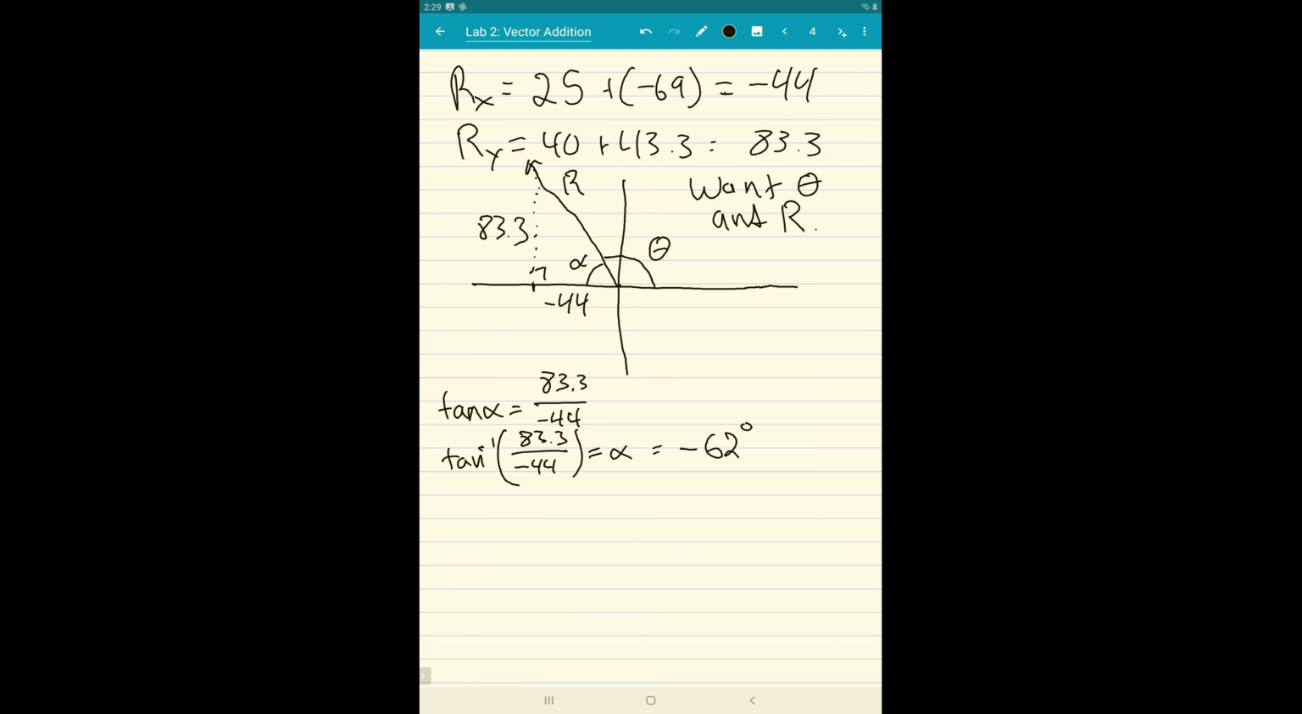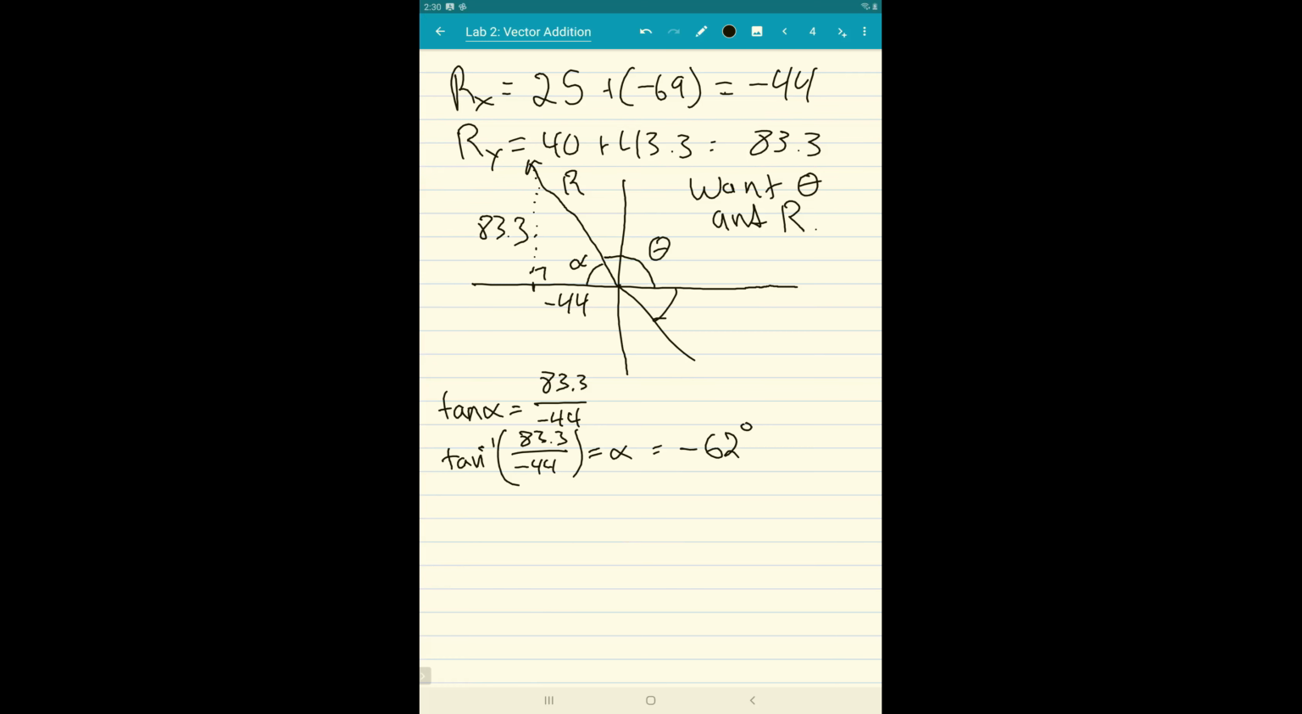Now that doesn't really make any sense. It's actually telling me that it's down here somewhere. Okay? So that's not actually good. I don't want that negative on there. I don't want to put the negatives inside this tangent because I know where this thing is. I don't need that negative sign to tell me where it is. I know where it is, right? It's 44 to the left and then 83 up. So it's in the second quadrant.